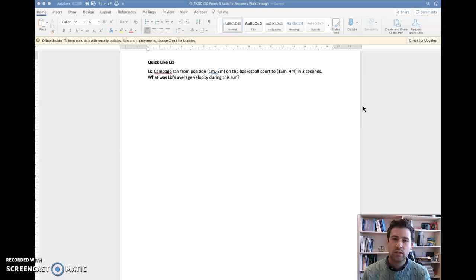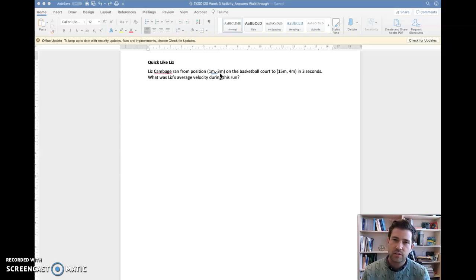This next question, quick like Liz, it's another coordinate system question, but this time we're asking about velocity. So we've got Liz who's at 1 and -3 meters on a basketball court. We've got her traveling from that position to 15 and 4 meters in terms of coordinates, X and Y. But this time we've got a time in there, 3 seconds, and we're asking the velocity.